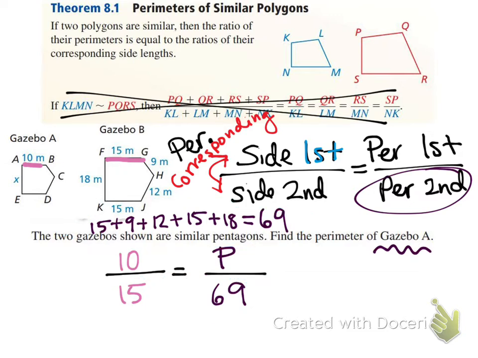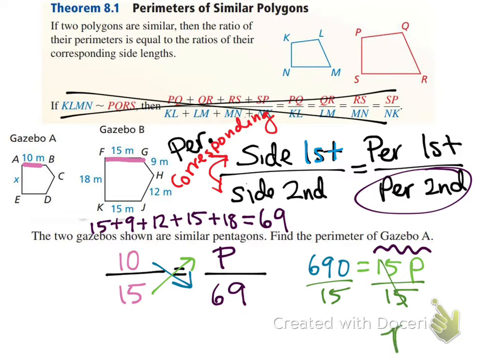So from here, we solve like normal. You cross multiply. 10 times 69 is 690. 15 times P is 15P. Get P by itself. It's being multiplied by 15, so divide by 15. And the perimeter is 46, and it would be meters. Yes, you need to put the unit. It will be marked wrong.